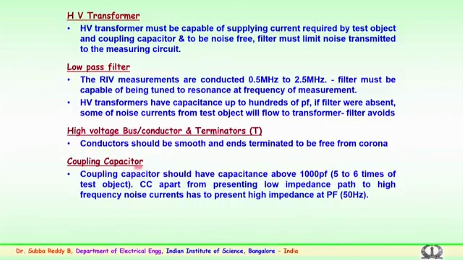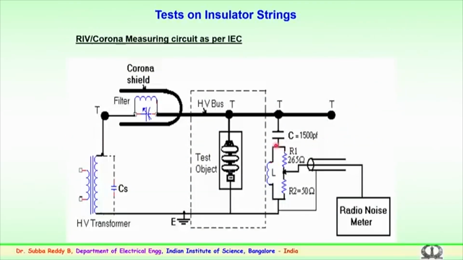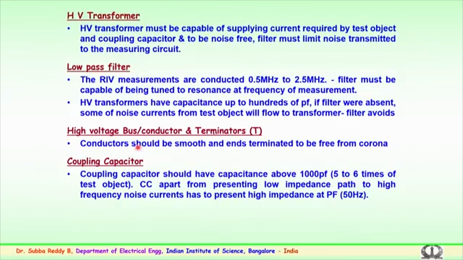As mentioned, the coupling capacitor is shown here. Presently in the laboratory we use 1500 pF, or when a 765 kV string is being used, it will be a different value. It should have a capacitance of a minimum of 1000 pF, which is approximately 5 to 6 times that of the test object.